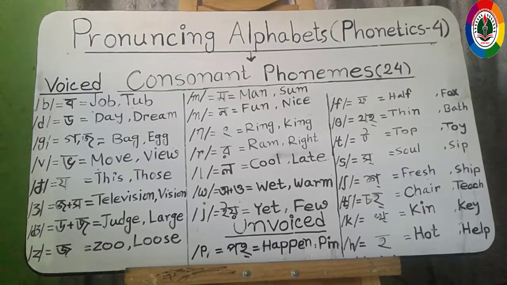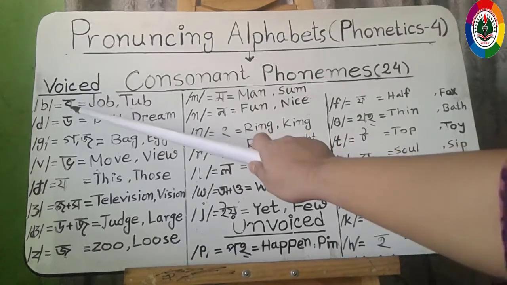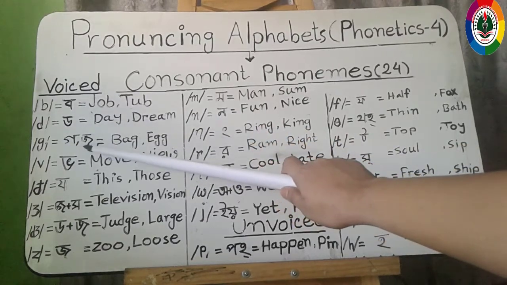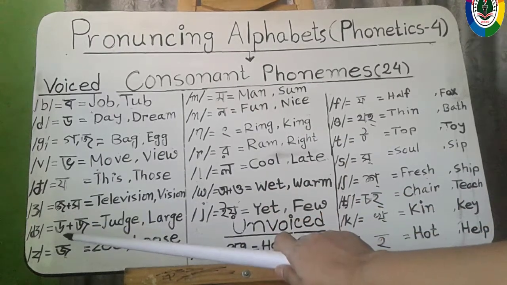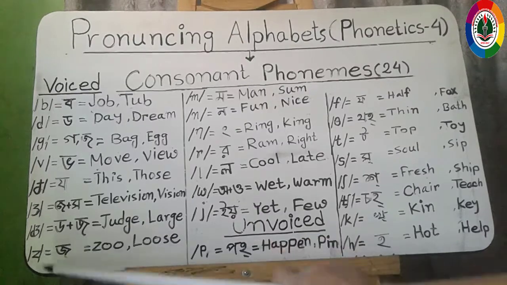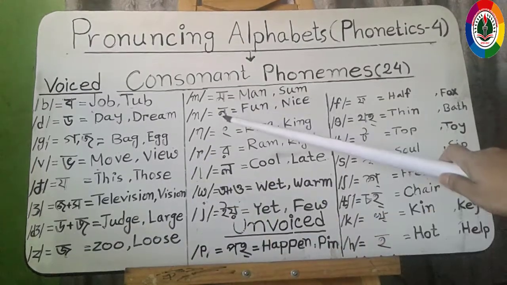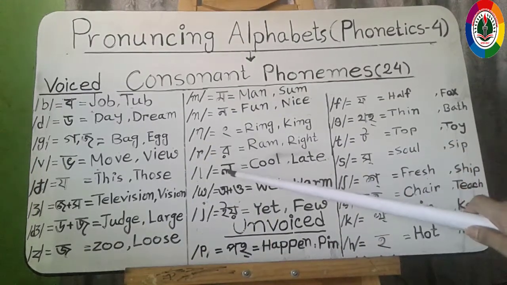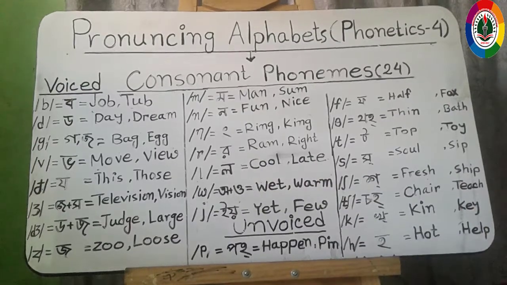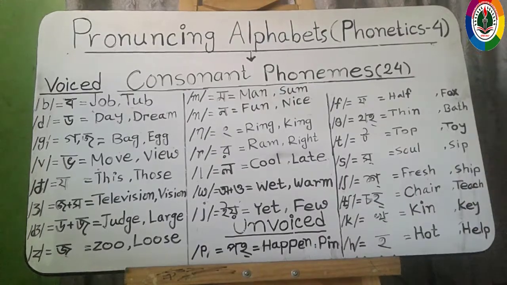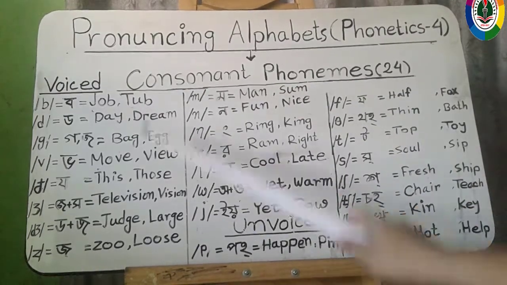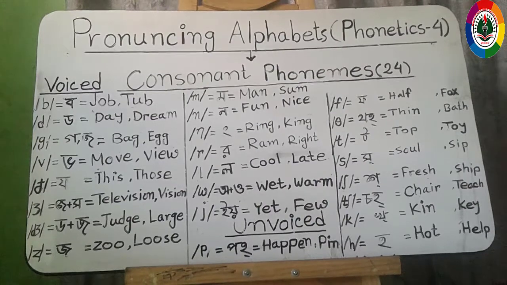I have kept my hand on my throat and I am uttering b, d, g, z, v, m, n, r, l. When I uttered these 15 voiced consonant phonemes, I found my vocal cords strongly vibrated while I uttered all of these. So, the voiced consonant phonemes make our vocal cords strongly vibrate.